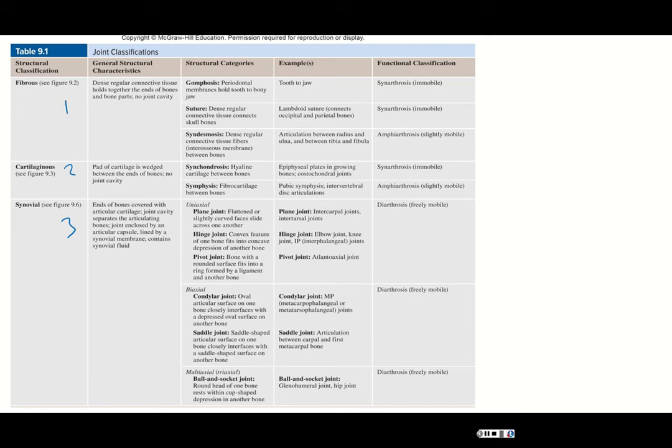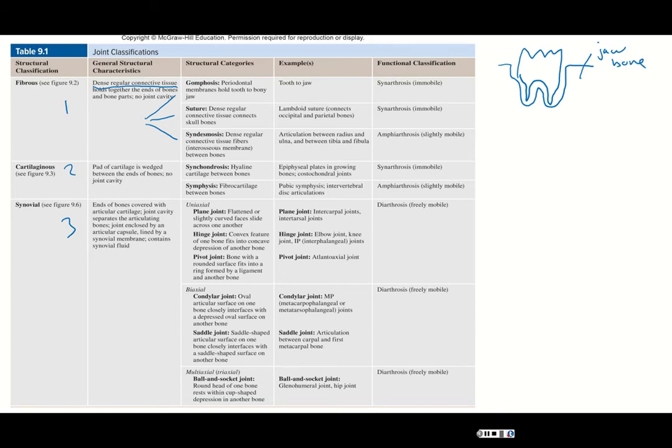So for fibrous, there are 3 subtypes. And fibrous already tells you they're made out of fibrous connective tissue. Right here, you can see it, dense, regular connective tissue. So first we've got the gomphosis. What I would do for that is just draw a typical tooth. I know it's not beautiful, sorry for that. But there's your typical tooth. And around it, this is actually your jawbone.